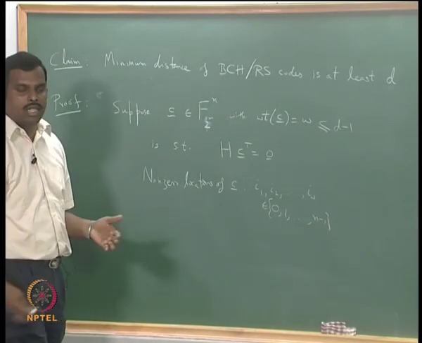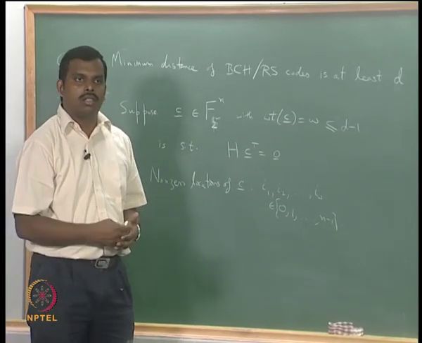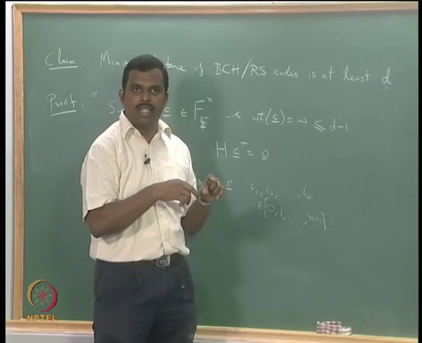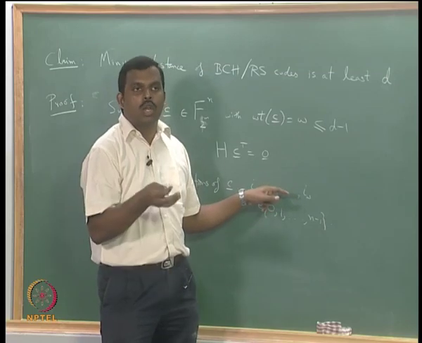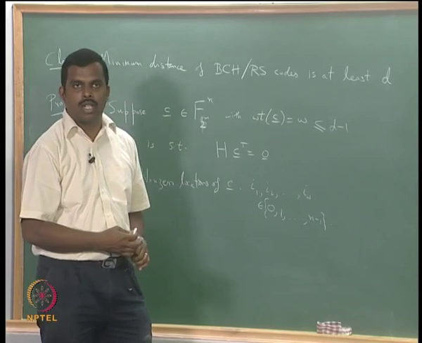Okay. So, these are the non-zero locations of C. What do I mean by non-zero locations of C? In these positions in the vector C, indexed from 0 to n minus 1, C can be non-zero. In other positions, what should it be? It should be 0. So, that is also assumed.